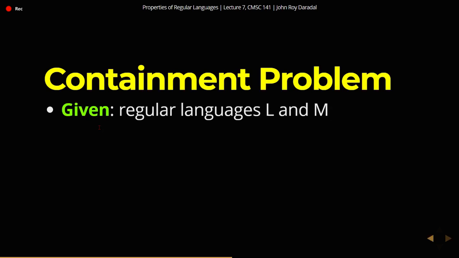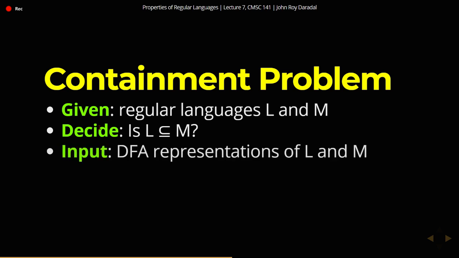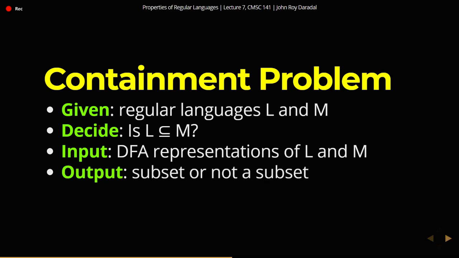Okay, let's now go to the next decision problem, which is the containment problem. So given two regular languages, L and M, decide whether L is a subset of M. Okay, so is M a bigger language and L's strings are all part of M as well? Is it a subset? And we'll also use the DFA representations of L and M in the containment problem, and we'll output whether it's a subset or not.